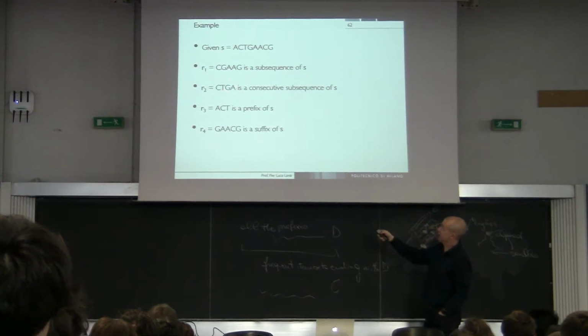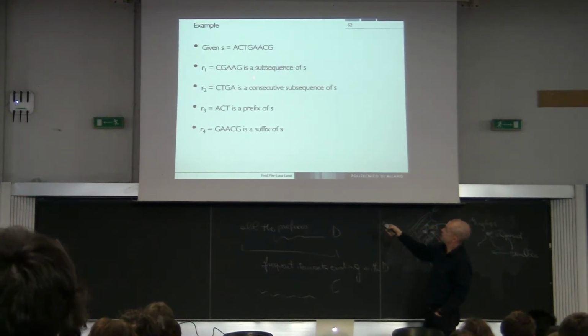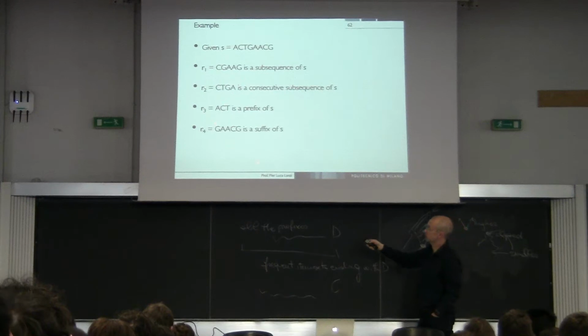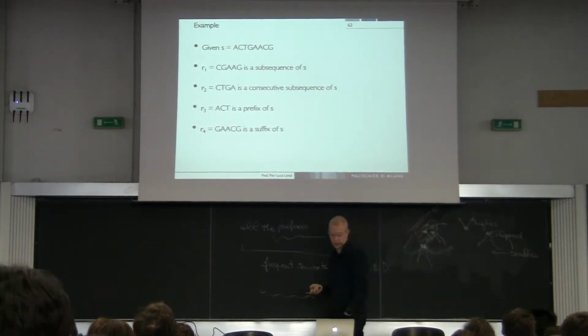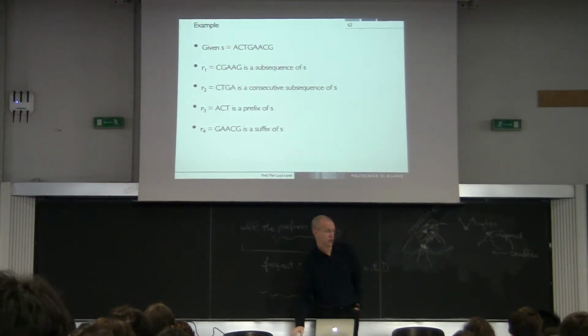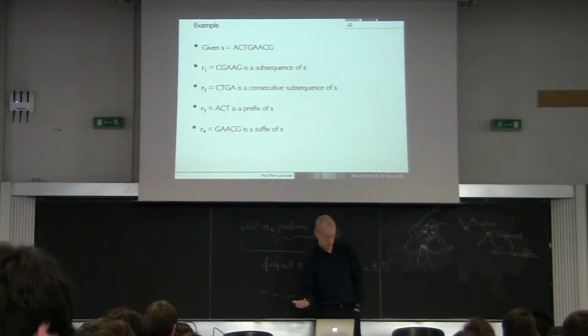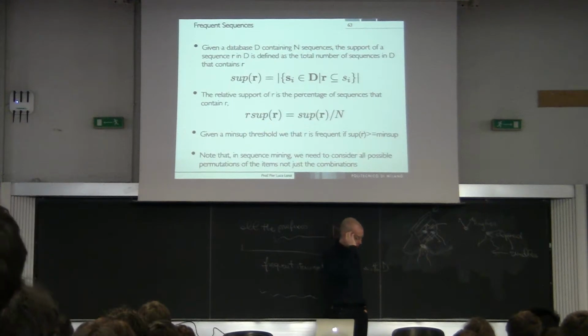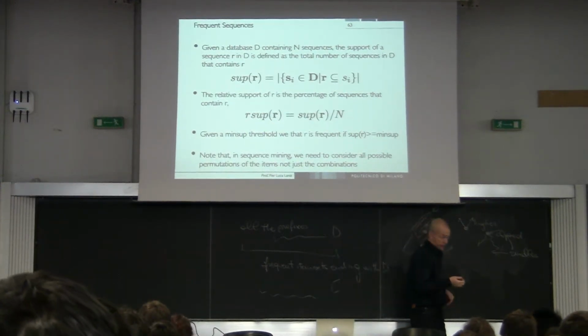Now CTGA is a consecutive subsequence because actually it basically takes a consecutive span of elements. And then you have the definition of prefix, which is what comes first, and suffix, which comes later at the end. Okay? So you take all these things to basically generate your measure of support.